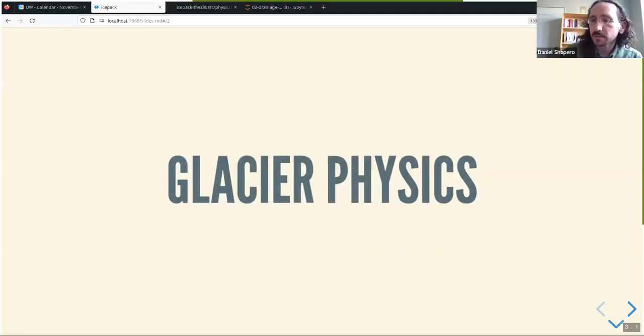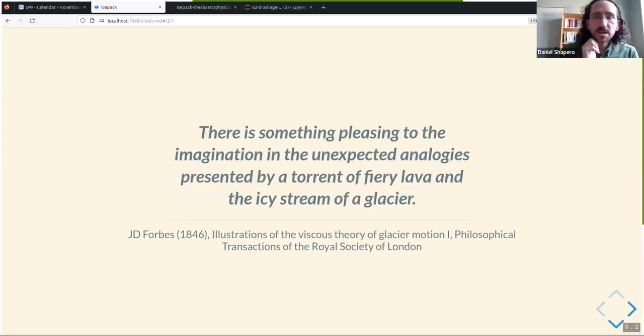Okay, so before I talk about IcePack, which is a software package for ice flow modeling, I should probably talk about glacier physics a little bit. So I always love starting with this quote. This is from J.D. Forbes, who I guess at the time they would have called a natural philosopher. And it's from the Transactions of the Royal Society of London. And he was one of the first people to express the idea that glaciers flow by viscous deformation.